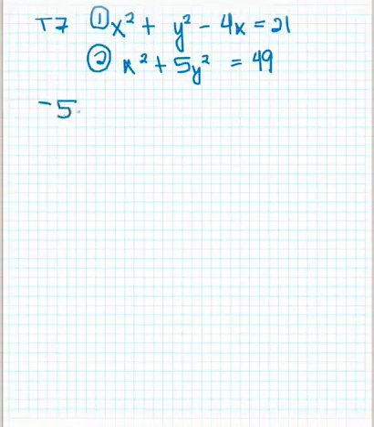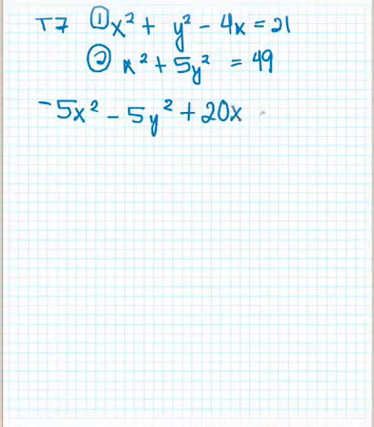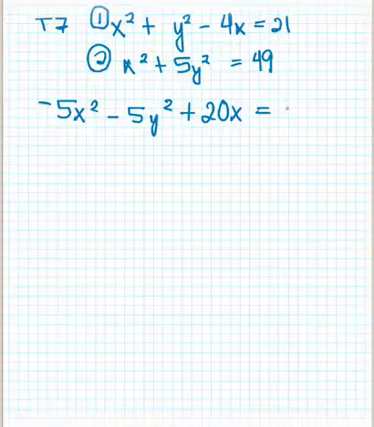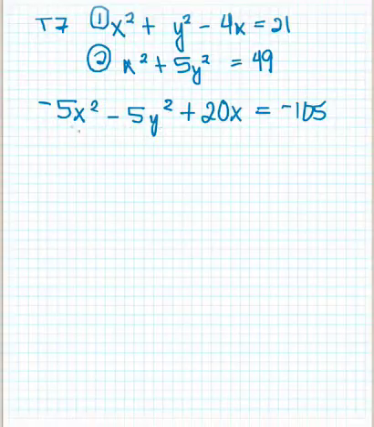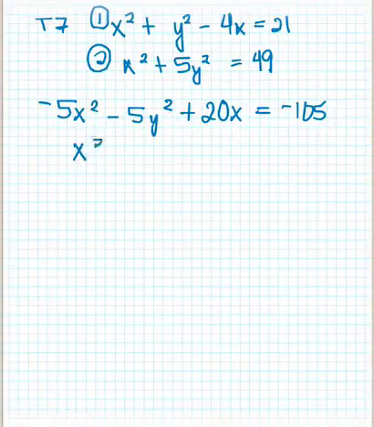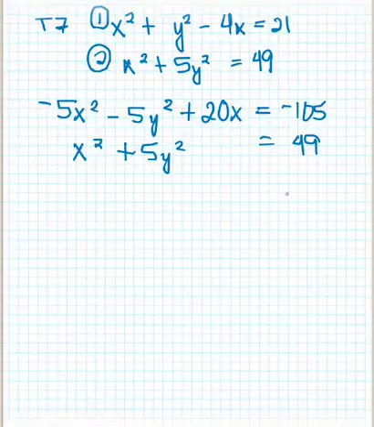So we're going to get -5x squared minus 5y squared plus 20x equals -105. Yes, I sort of remember this problem now. -5x squared, did I do that right? I don't want to make any more mistakes. Okay, the bottom stays the same. I've got x squared plus 5y squared, and this is going to equal a positive 49.